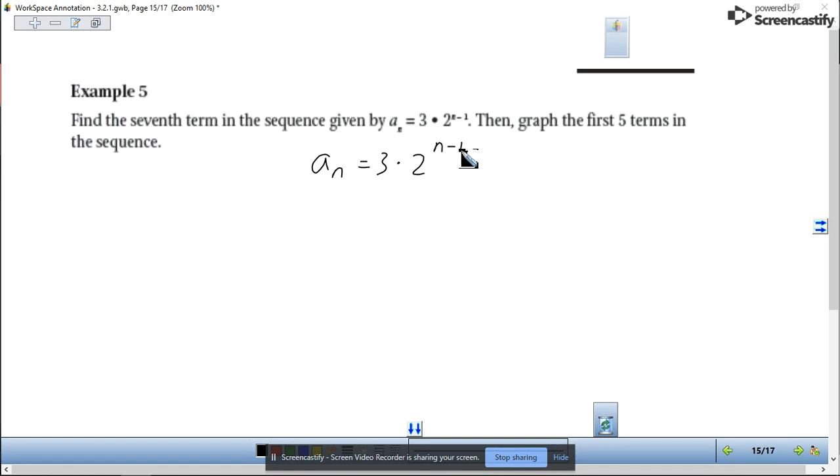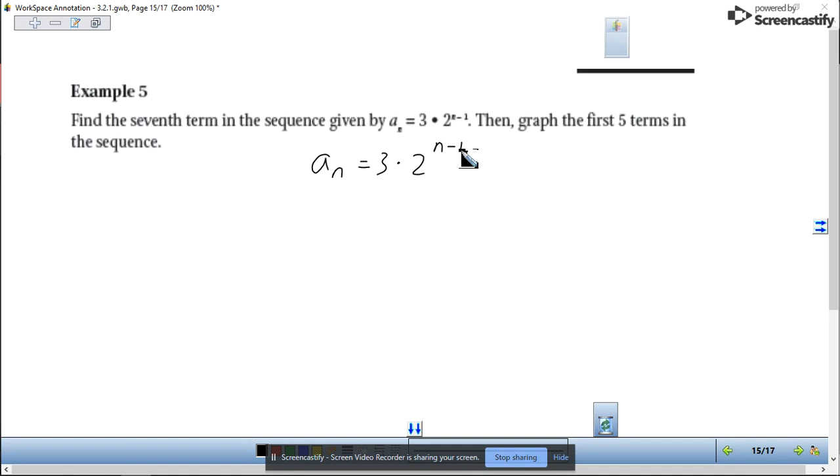Repeated addition and subtraction is an arithmetic sequence, and repeated multiplication is geometric. So those are really the only two types we'll talk about here. So you don't have to stress too much. Just know arithmetic, addition; geometric, multiplication.